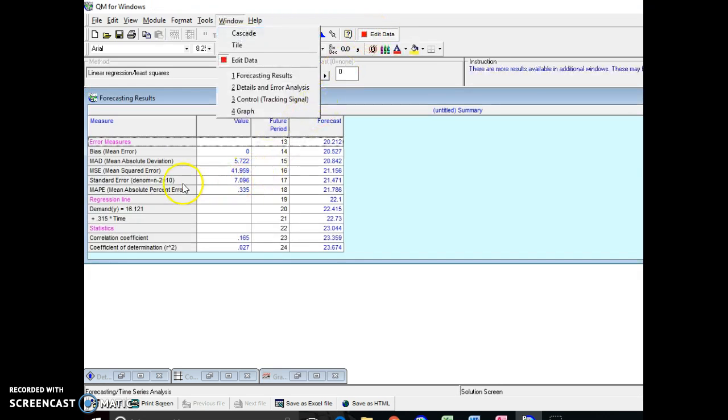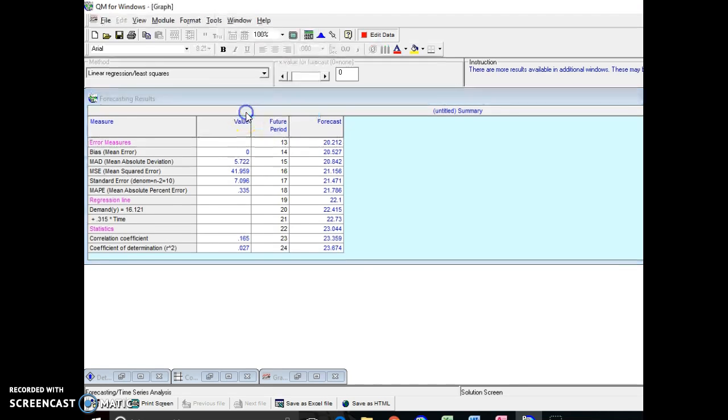And we can see a couple of things. First of all, we've got our mean absolute deviation so we have a point of comparison. We have our regression model here. Y is equal to 16.1 plus 0.32 times our time for our x variable. Our correlation coefficient of determination are interesting.